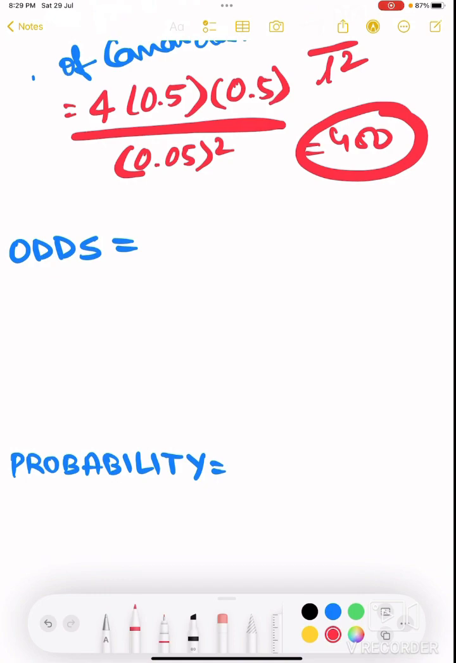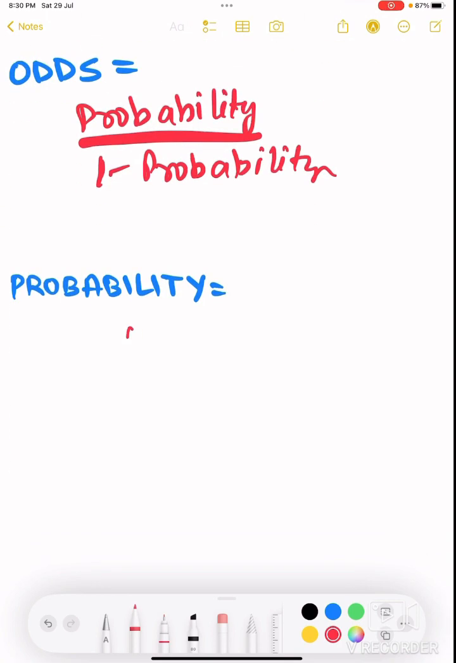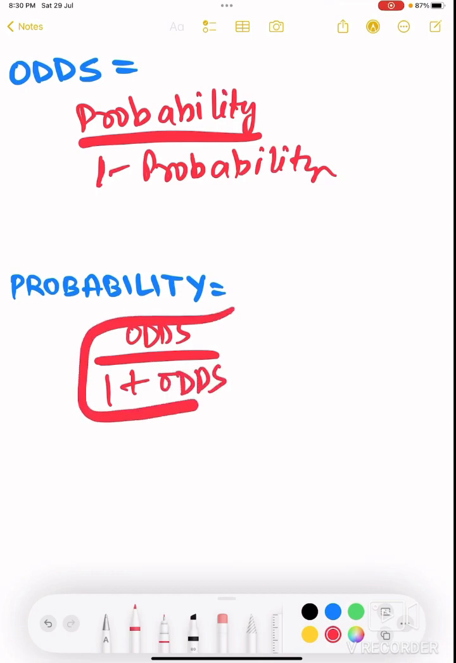Now coming to the last formulas, odds. What is the formula of odds? Probability by 1 minus probability. And what is the formula of probability? It is odds by 1 plus odds, right?